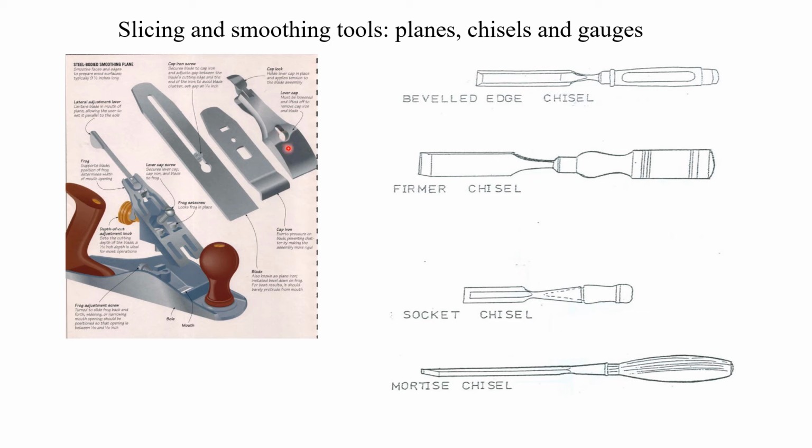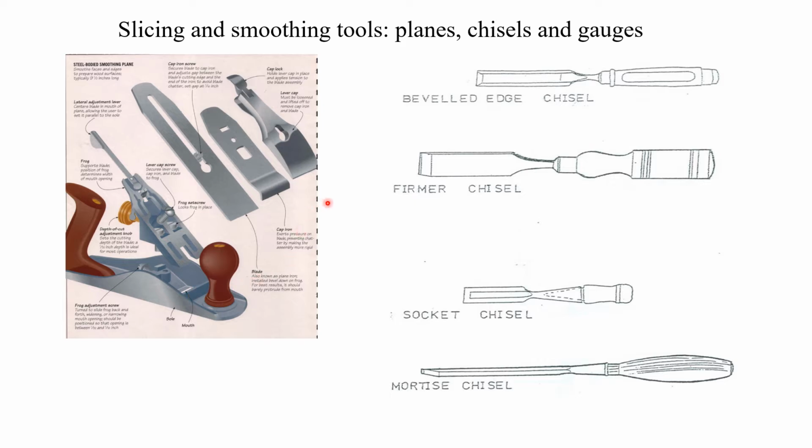This lever cap is the part which will fix the blade, but it should not act directly on the blade. Between them, we need to have this cap iron, which will act like a washer. This is all about the plane.